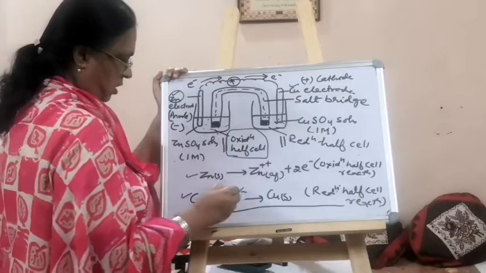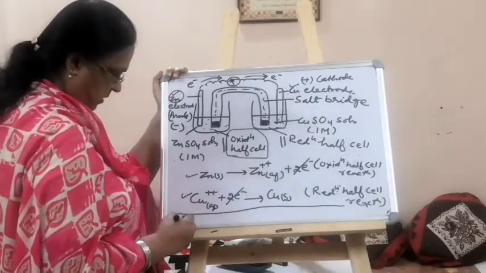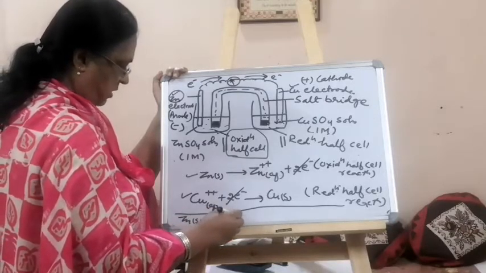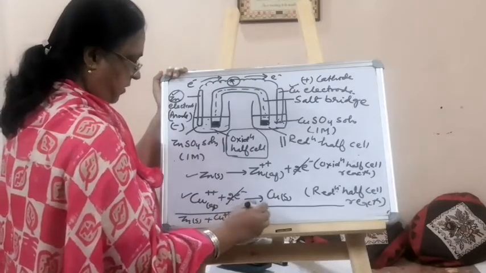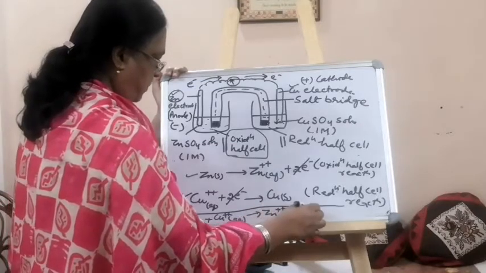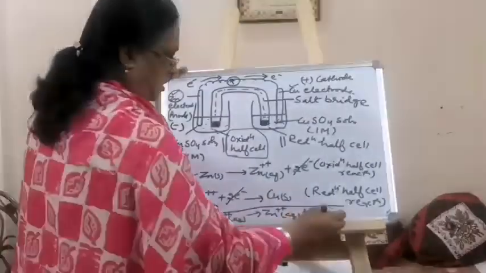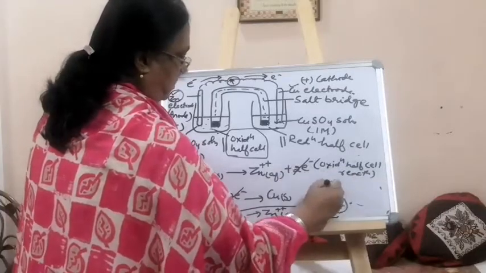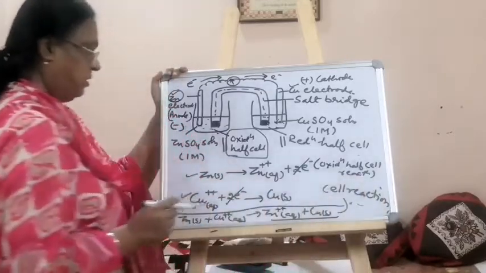And so this common reactant and product will be cancelled. What will we be left with? Zinc solid plus copper ion aqueous will give zinc ion aqueous and copper solid. This is the overall reaction, and this last final reaction is called the net cell reaction, or simply cell reaction.